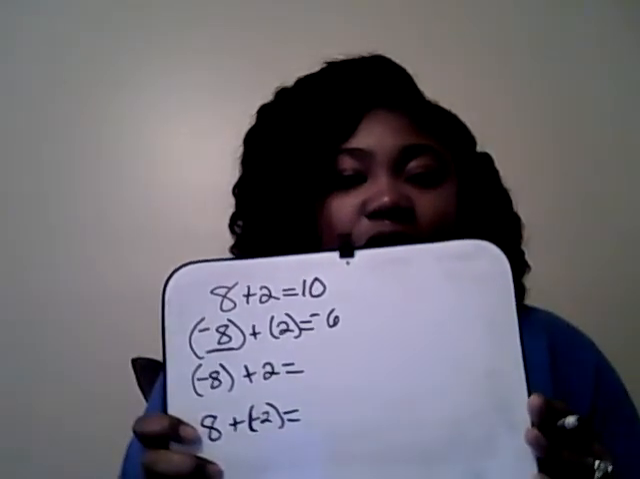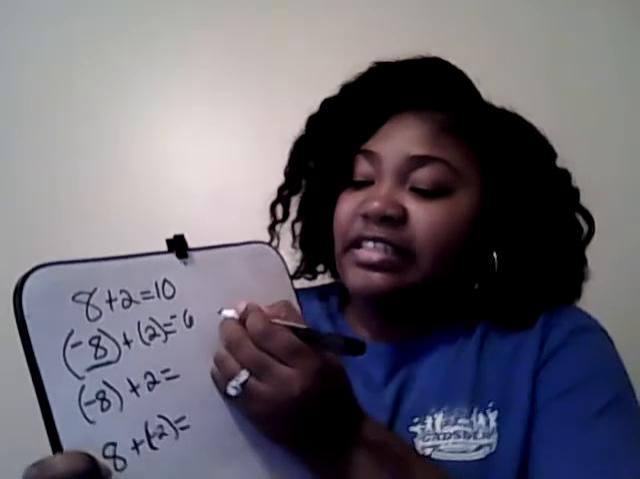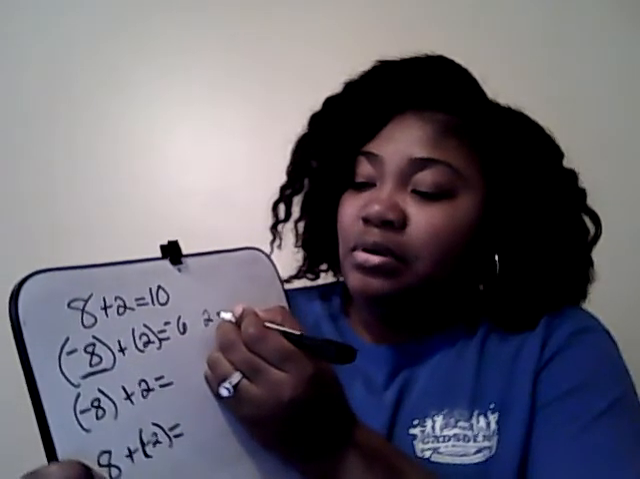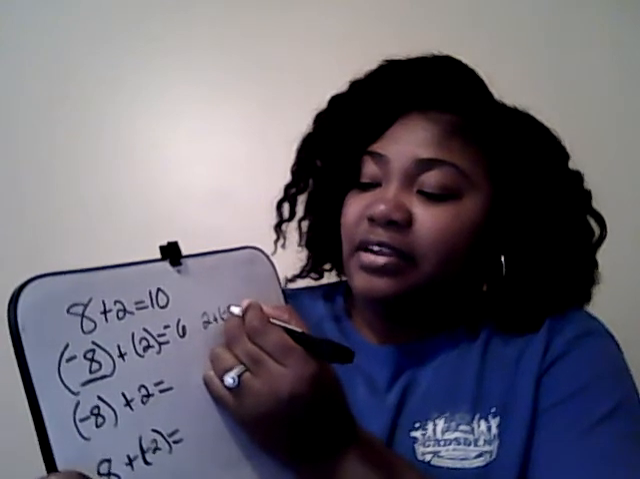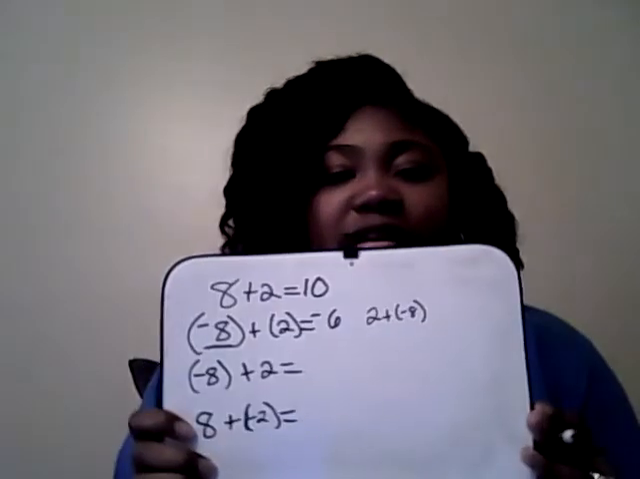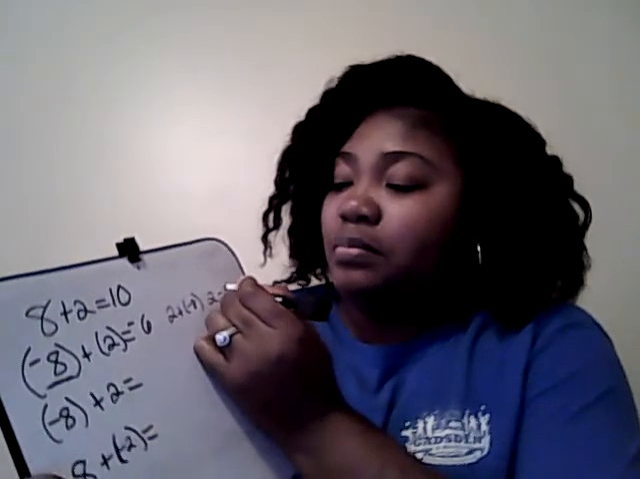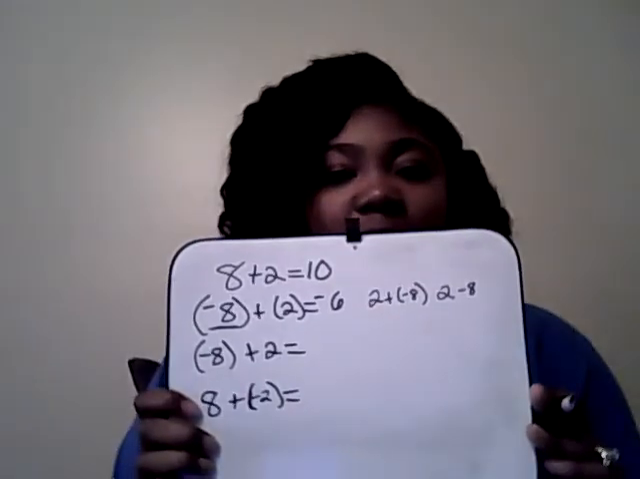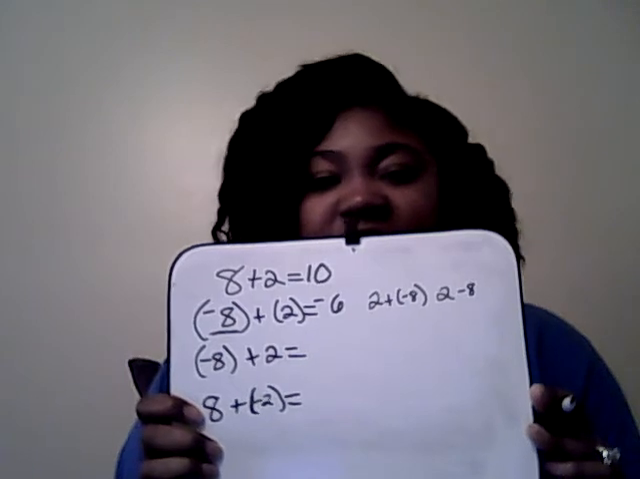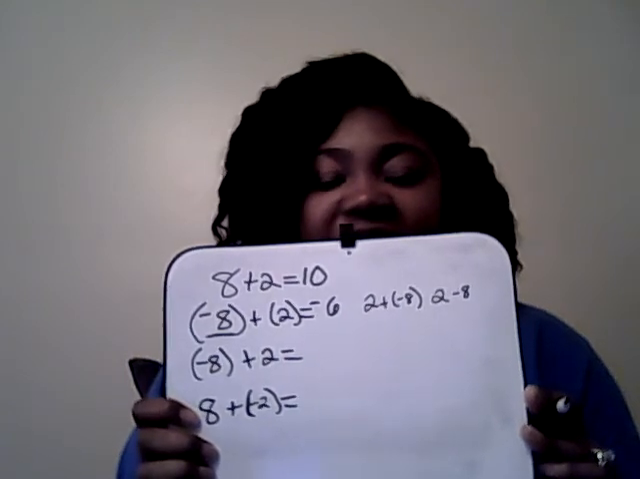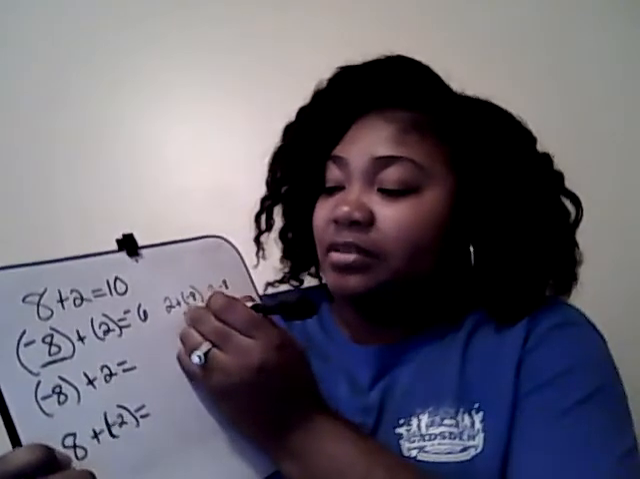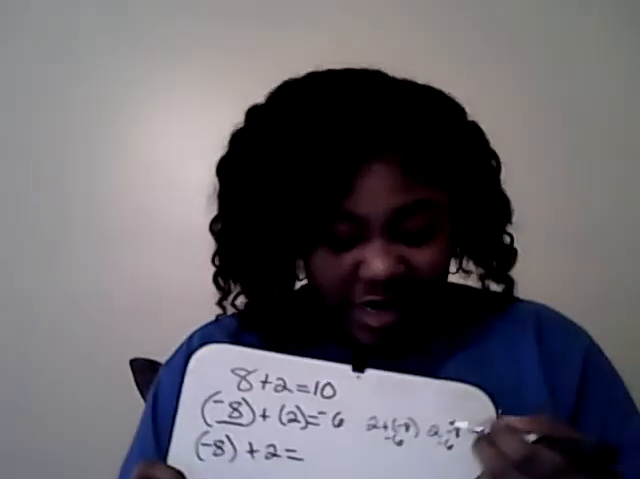Okay. So another way is -8 plus 2 is the same as 2 plus -8. You might see it that way, or you might just see it as 2 minus 8. But all are the same. It's the same exact answer. 2 plus -8 is still going to be -6. 2 minus 8 is still going to be -6. So I just showed you three different ways you might see it.